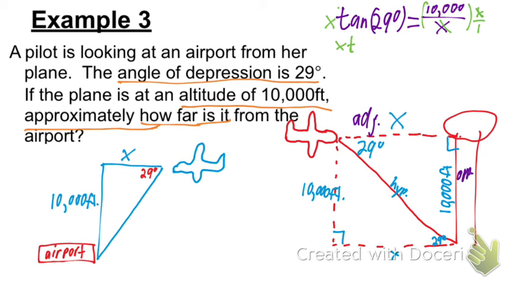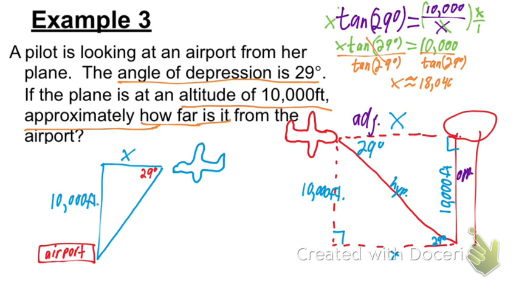x times tangent of 29 degrees is equal to 10,000. Now what? Divide by tangent of 29 degrees on both sides. Very good. And we let our calculator do the work and figure out x is approximately, let's go to the nearest tenth of a foot as well. 18,040.5.